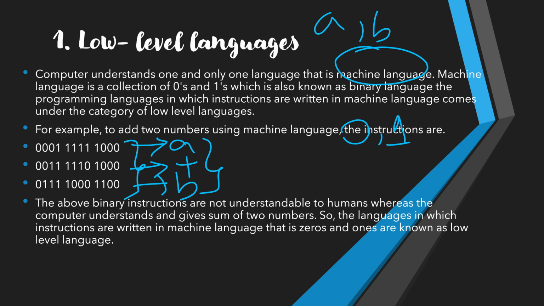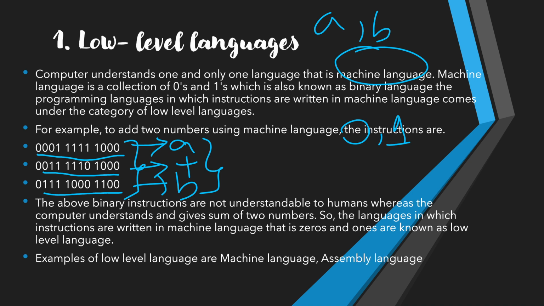So the language in which instructions are written in machine language, that is zeros and ones, is known as low level language. Here if you see, this is completely written in 0 and 1. Can you see any other digit excluding the 0 and 1? No, because in binary language there will be only 0 and 1. Now let us know the examples of low level language, that are machine level languages, assembly languages. That's it. So now we'll know the features of low level language or advantages of low level language.